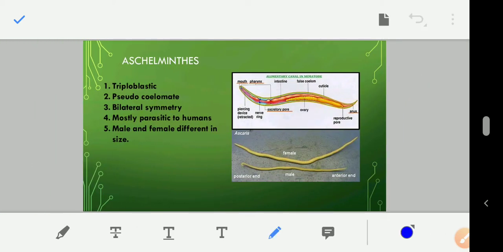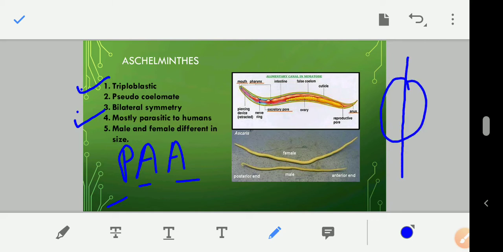Next phylum is Aschelminthes. All three, P-A-A: Platyhelminthes, Aschelminthes, Annelida, have a triploblastic body, means the body is made up of three germ layers. All three have bilateral symmetry, means we can divide the individual into two parts, left and right, from one section only. In P, that is Platyhelminthes, no coelom. In A, that is Aschelminthes, pseudocoelom, a false body cavity, is present. And in Annelida, a true body cavity is present.